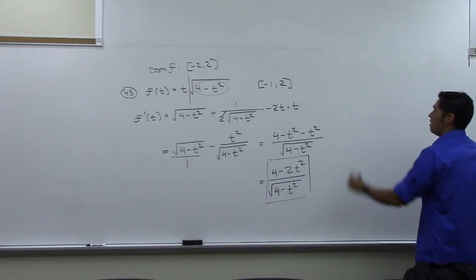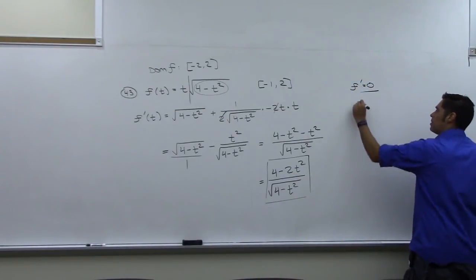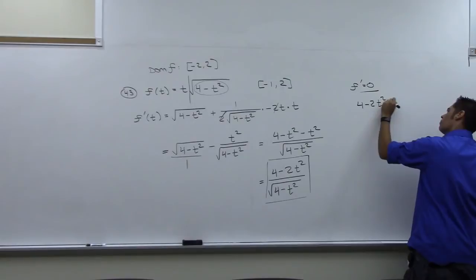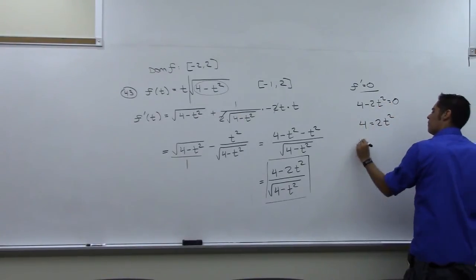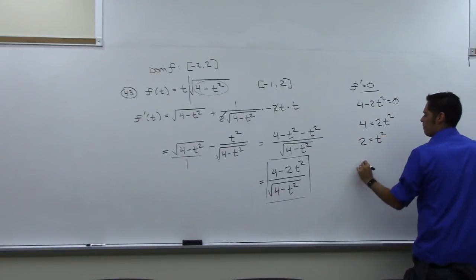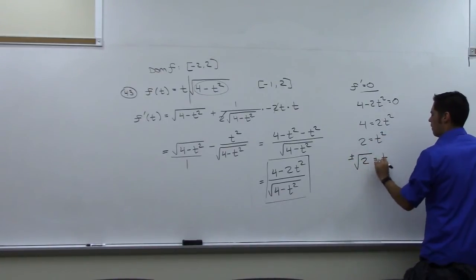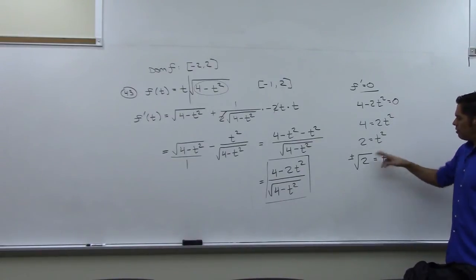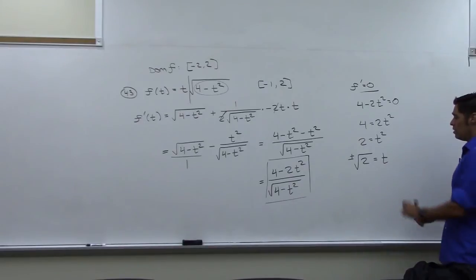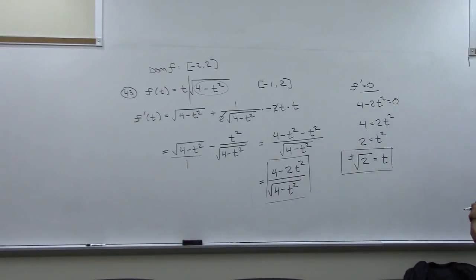Now I want to know, when is that derivative 0? So I just set the top to 0. All right, so just move things around, divide by 2, take the square root on both sides, have to do plus or minus. So I have 2 critical numbers right now, positive root 2 and negative root 2.